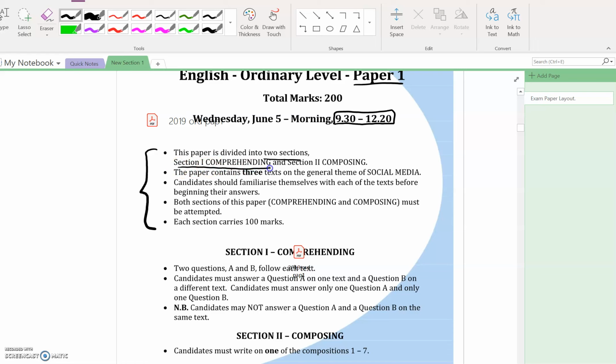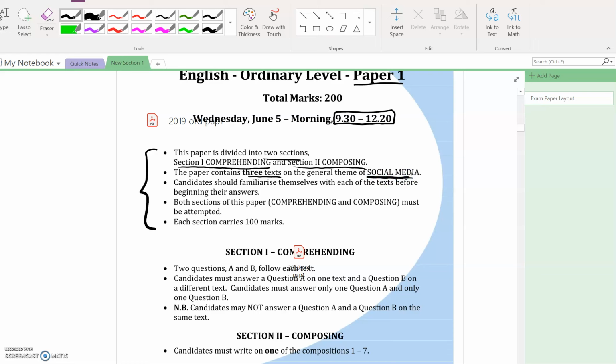Section 1 is comprehending. That means reading and understanding what you've just read and answering questions based on that. And then section 2 is the composing section, which is writing longer pieces of essays, talks, personal essays, short stories, things like that. The paper contains 3 texts on a general theme, and in 2019, the theme was social media.